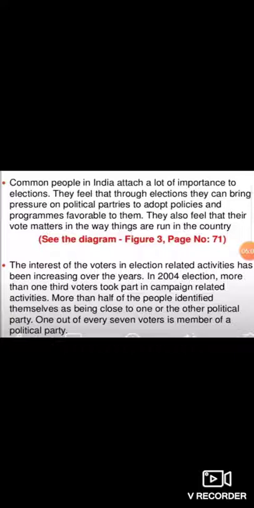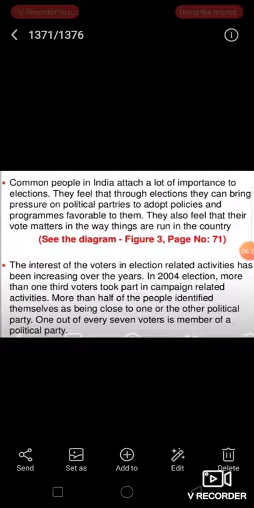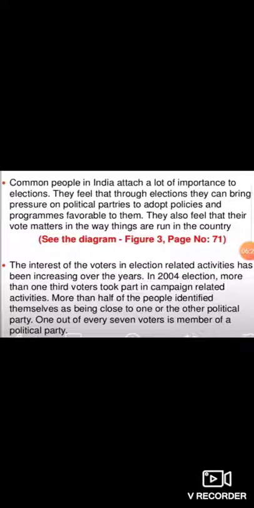Now, the interest of voters in election related activities has been increasing over the years. During the 2004 elections, more than one third of voters took part in campaigning related activities. More than half of the people identify themselves as being close to one or the other political party. One out of every seven voters is a member of a political party.